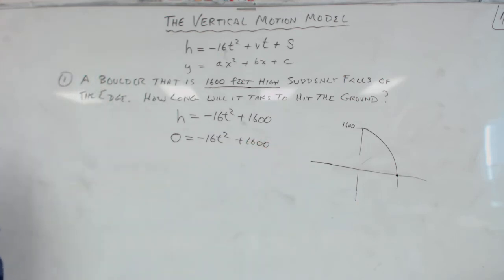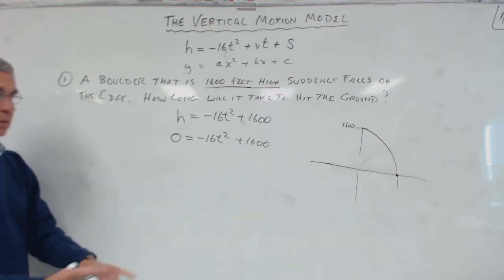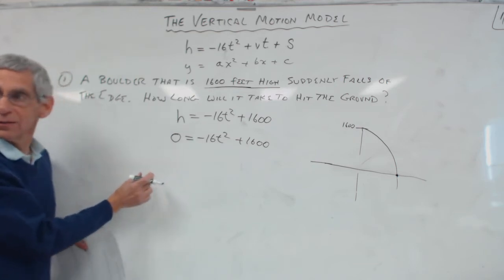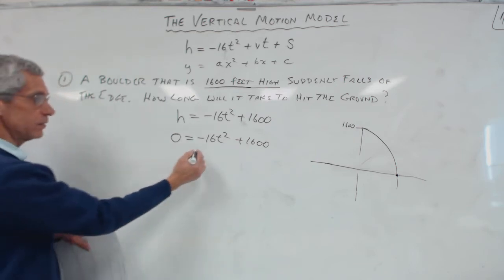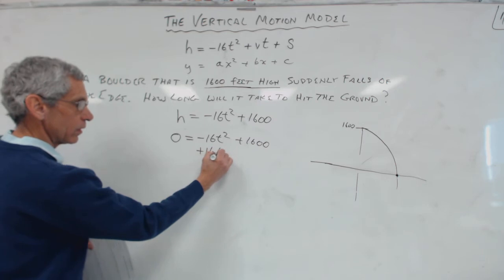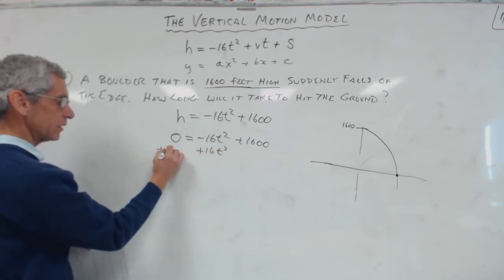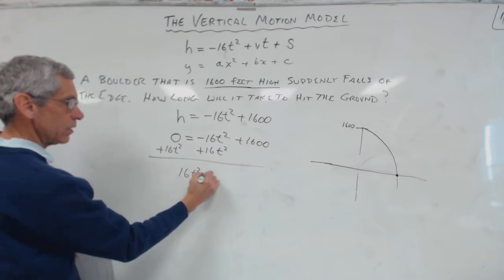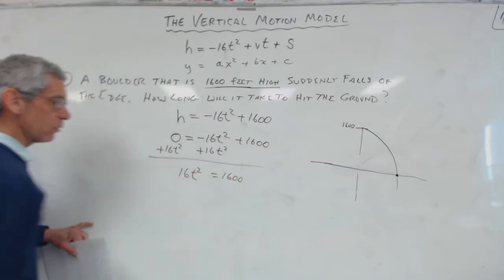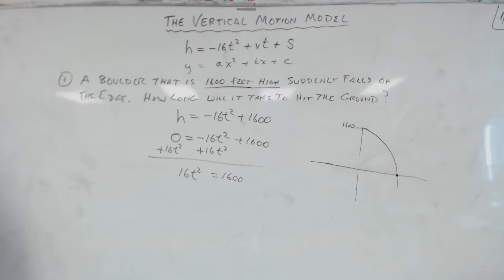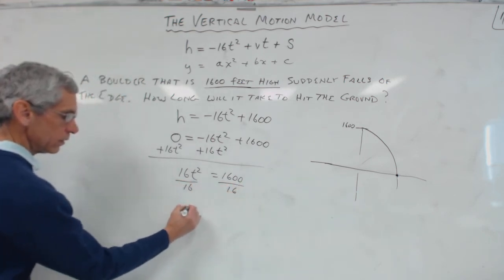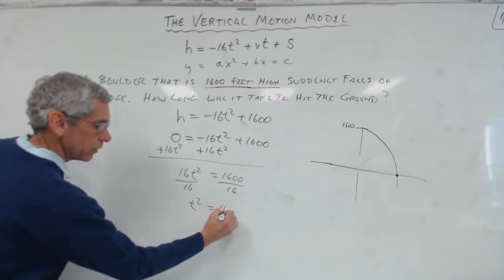This is a piece of cake. You guys know how to do this. What would I do? Move this over, so that it's a positive 16t squared. Wouldn't that be nice? Add 16t squared to both sides. So that gives me 16t squared is equal to 1,600. Now what do I do? Divide by 16, right? Yes. So t squared is equal to 100.